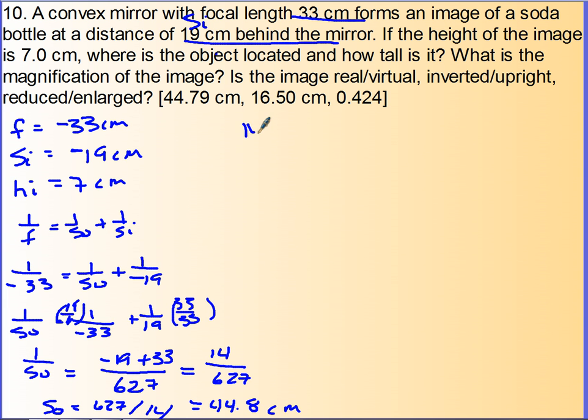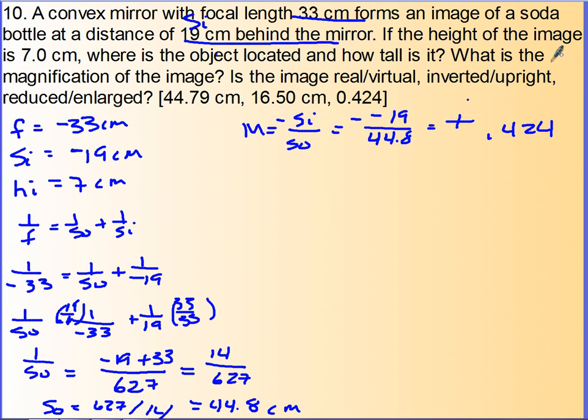All right, the magnification is minus SI over SO. So it's minus SI, which is negative 19, over SO, which is 44.8. So it's going to be positive 19 divided by 44.8, which gives me 0.424.